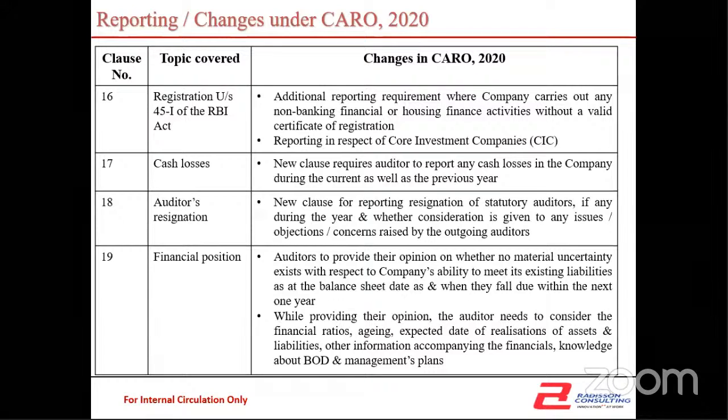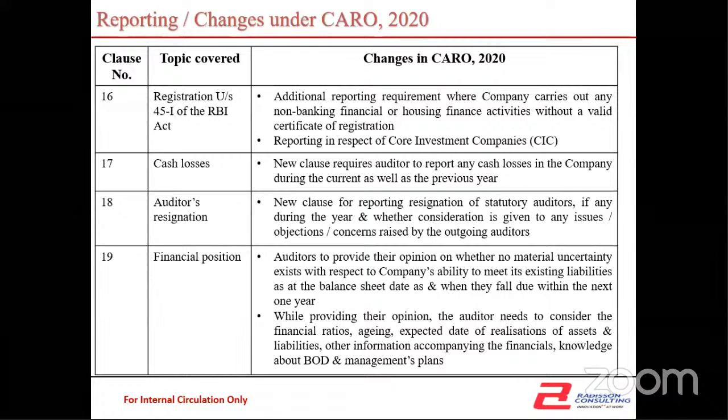Clause number 17, cash losses. This is a new clause which requires the auditor to report any cash losses in the company during the current as well as the previous year. This is the only clause which also requires the auditor to report on the status of the previous year. So how do we calculate cash losses? Our starting point will be net profit after tax. To net profit after tax, we will add all the non-cash items like depreciation, amortization, fair value changes, unrealized foreign exchange gains and losses, deferred tax, and other non-cash items.